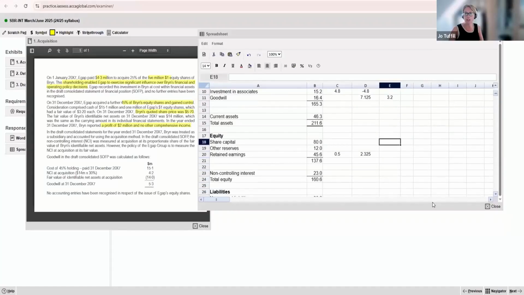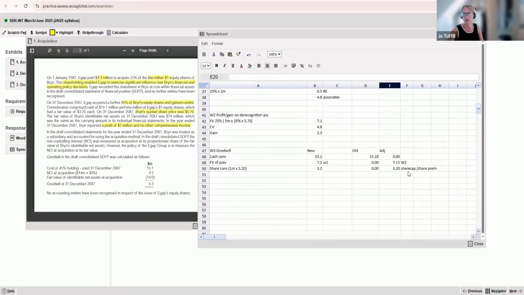Now, remember, you've got to put them in share capital and share premium. It doesn't say share premium, but you've got to use that as your share premium. You need to go back here and check what your nominal value is. And so 1 million of $1 equity shares. So that's telling you that the nominal value is 1 million. Come back, 1 million. And the other reserves, therefore, is your share premium must be 2.2. So again, those marks for part C, adjusting that goodwill calculation is therefore done.